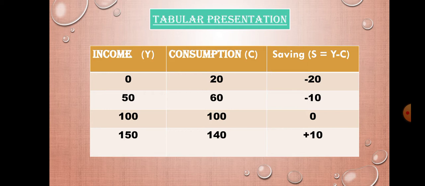If income is 0 and consumption is 20, then saving is minus 20. If income 50, consumption is 60, then saving is minus 10. If income 100, consumption 100, then saving is 0. And if income 150, consumption 140, then saving is plus 10.